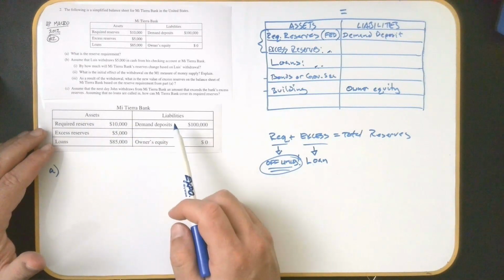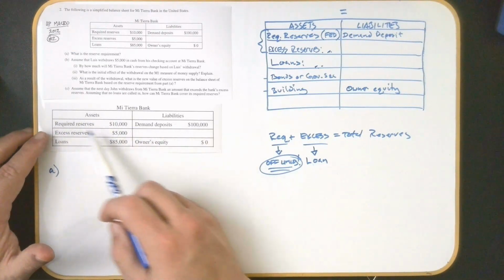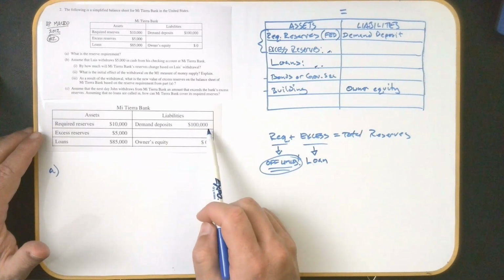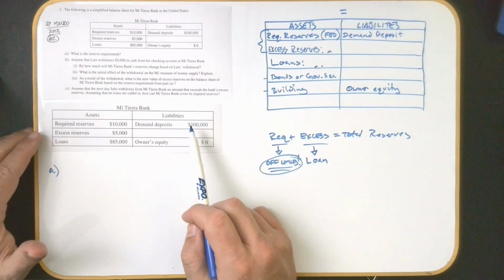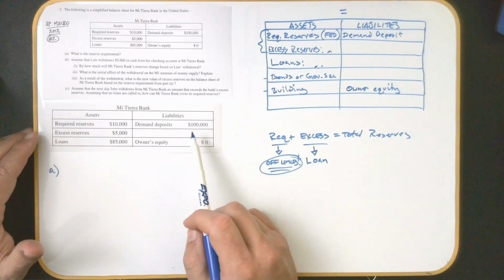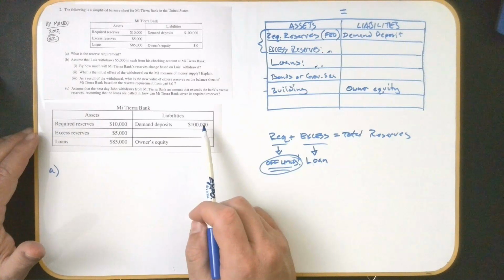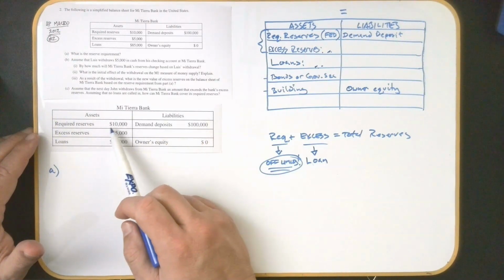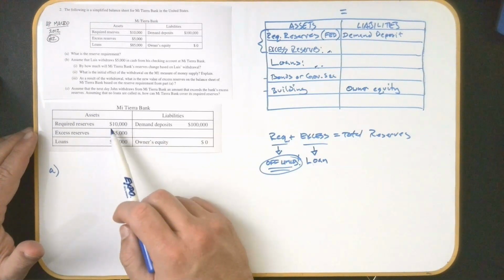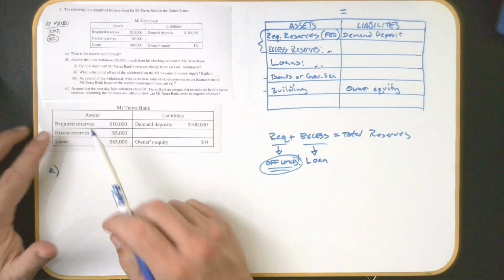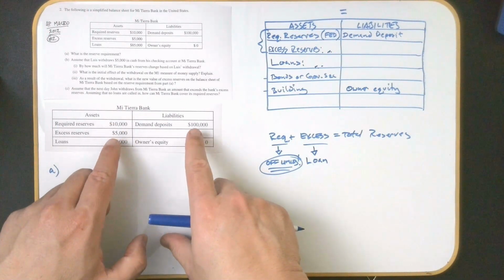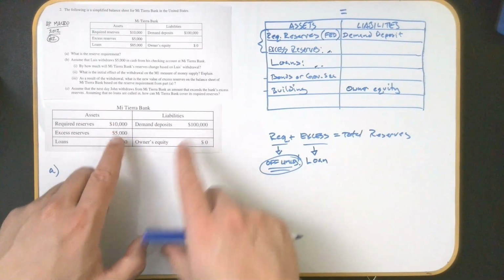So once again, it's divided up into assets and liabilities. Their required reserves are $10,000. The demand deposits are $100,000. So this tells me that this bank has $100,000 worth of customers. You have no idea how many, not important, but there's $100,000 worth of deposits. So the fact that they have $10,000 in required reserves, you guys can already do this in your head. You can figure out what the reserve ratio is. It's 10,000 over 100,000. It's a tenth or 10%.